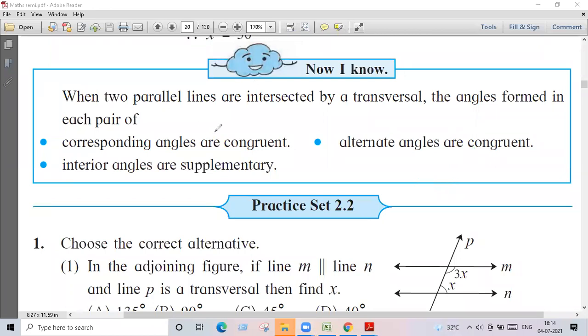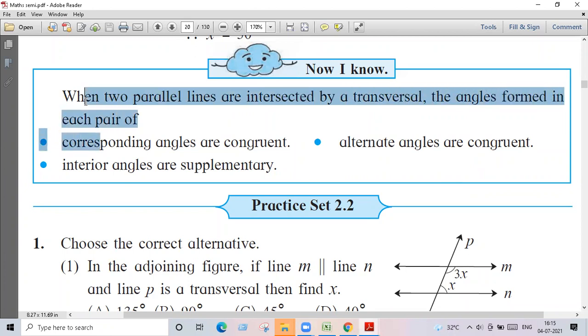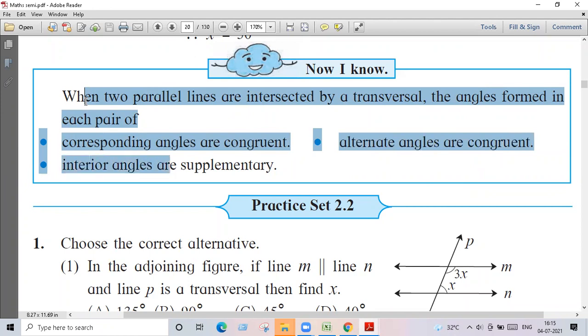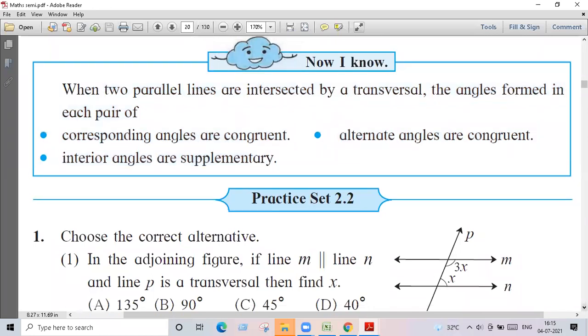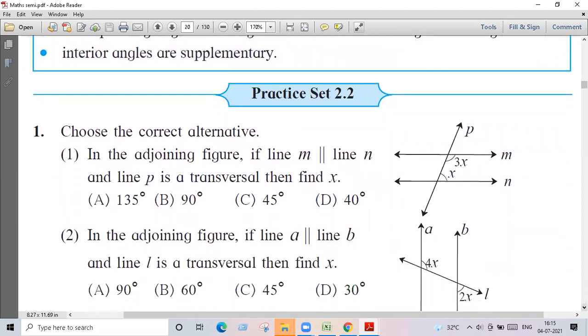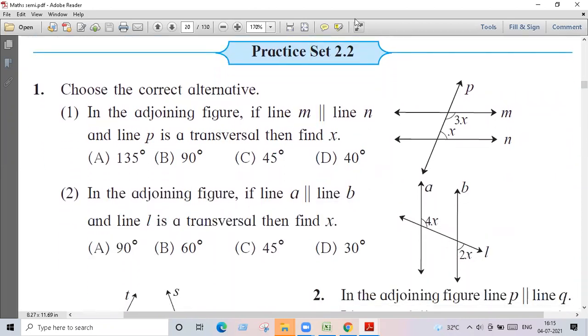So when two parallel lines are intersected by a transversal, the angles formed in each pair: first, corresponding angles are congruent; second, alternate angles are congruent; but third, the interior angles are not congruent. They are supplementary. So here you have practice set 2.2, question number 1.